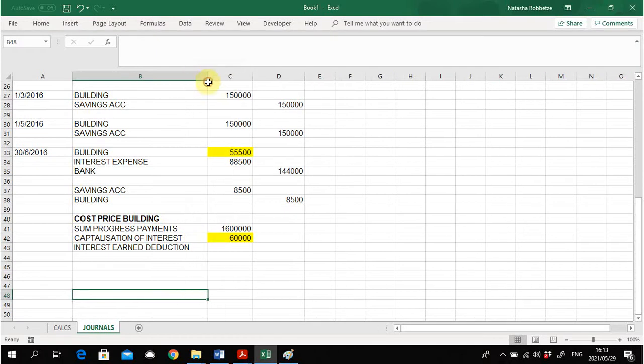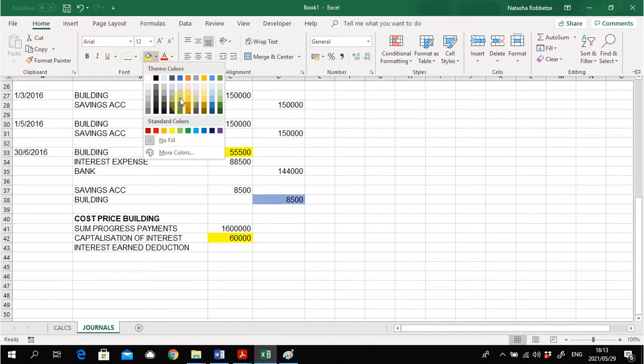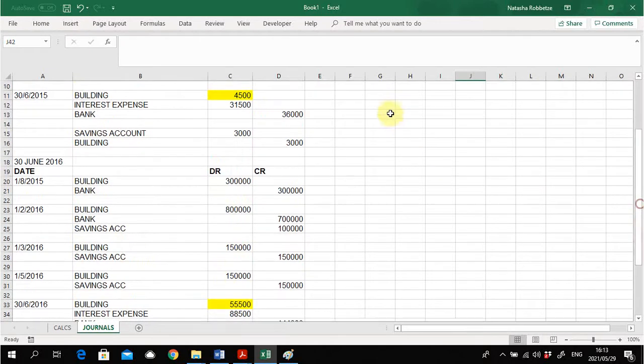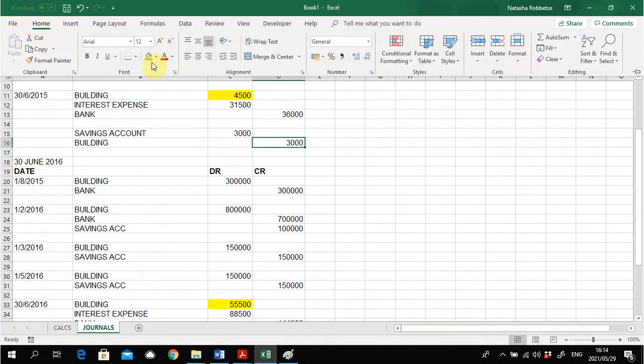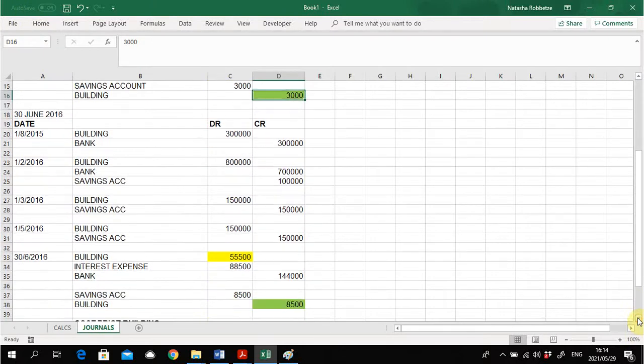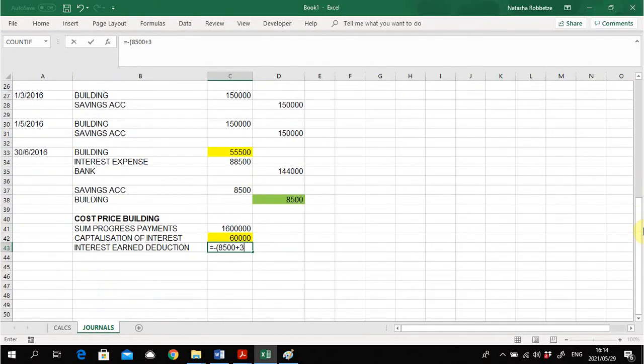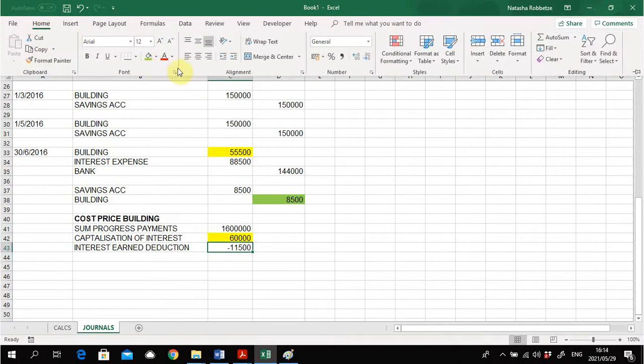And the interest earned was this 8,500. Let's just highlight that in maybe green. And then for the previous year, it was this 3,000. So it's basically the 3,000 and the 8,500. So I'm going to say equals minus 8,500 plus 3,000. And that was negative 11,500.